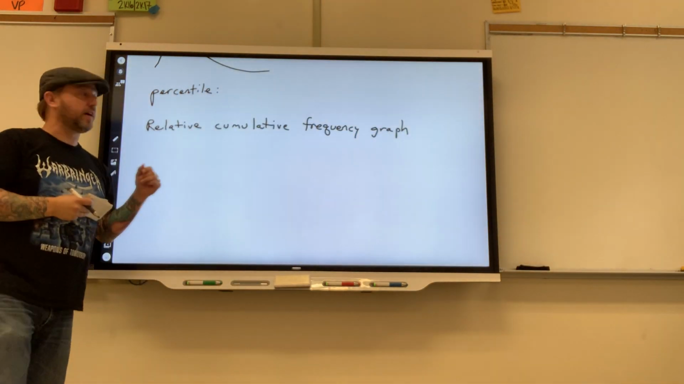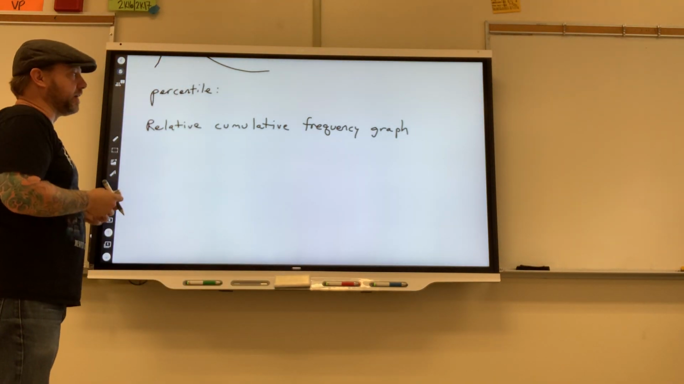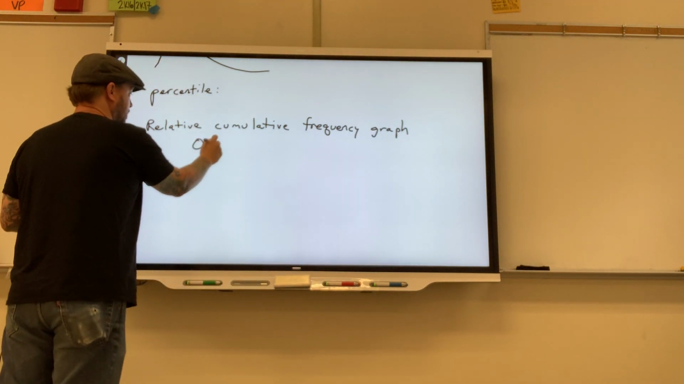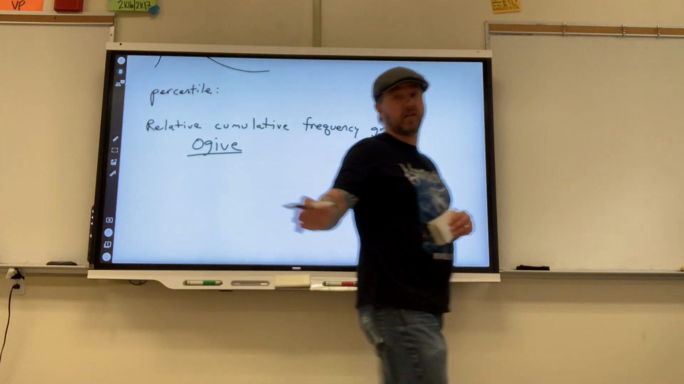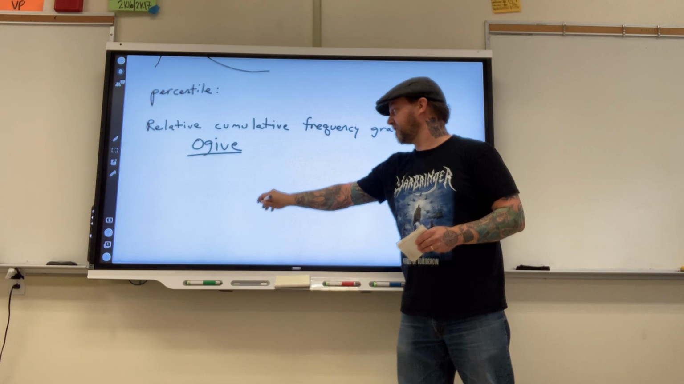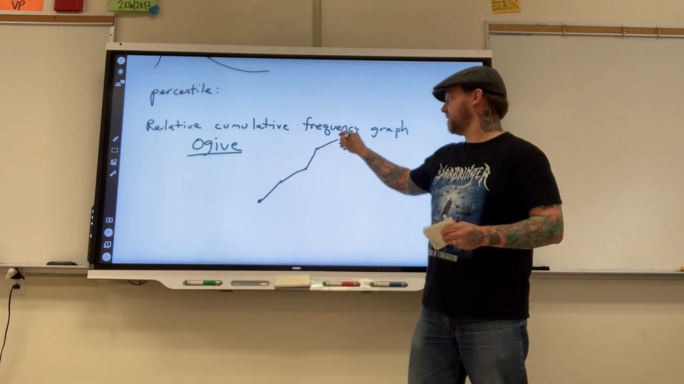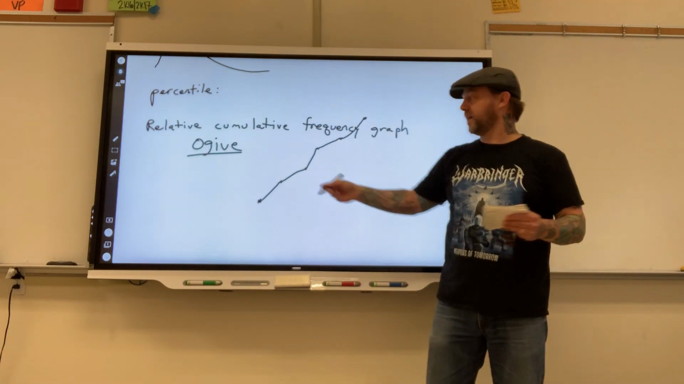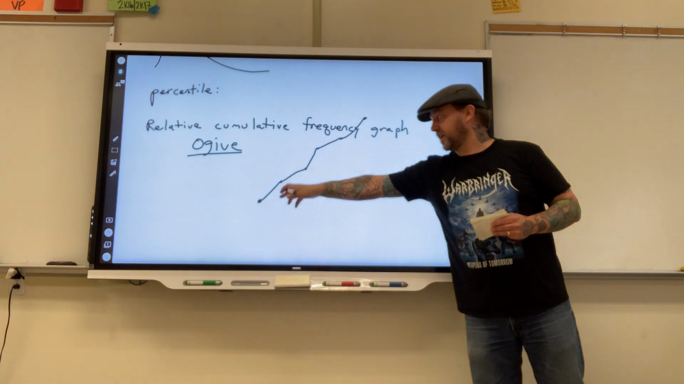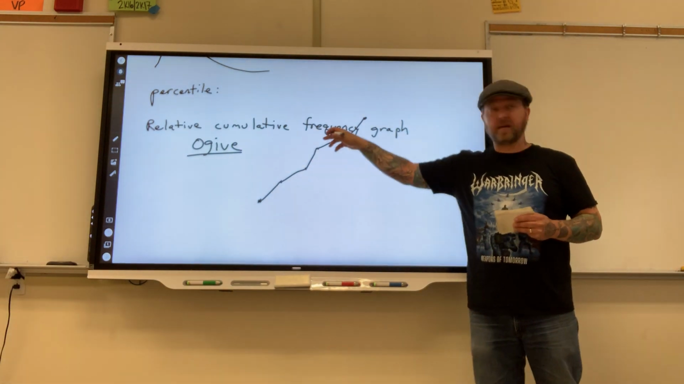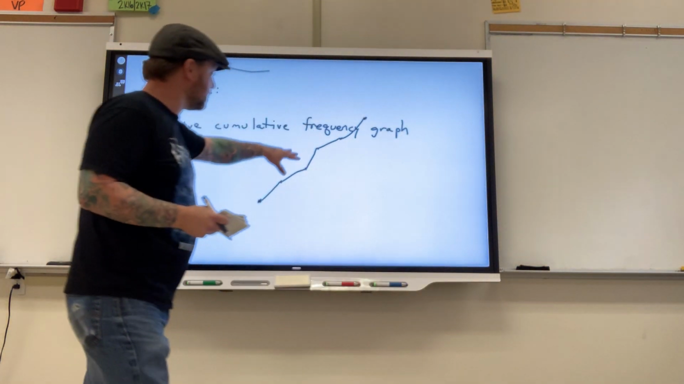One of my favorite graphs, the relative cumulative frequency graph, which we know better as ogive. Okay, so ogive, remember, it starts here and then goes up, goes up, goes up, whatever. Starts at 0, gets up to 100%. You can look at the steepness to tell how high each individual bar would be if it wasn't cumulative.